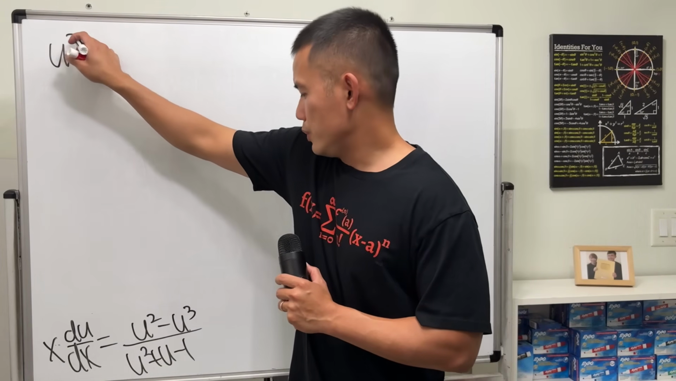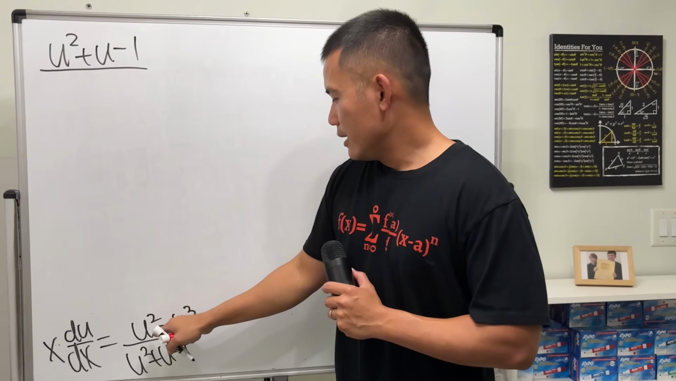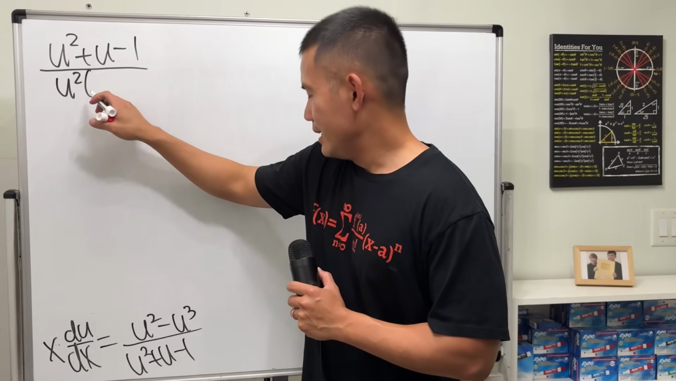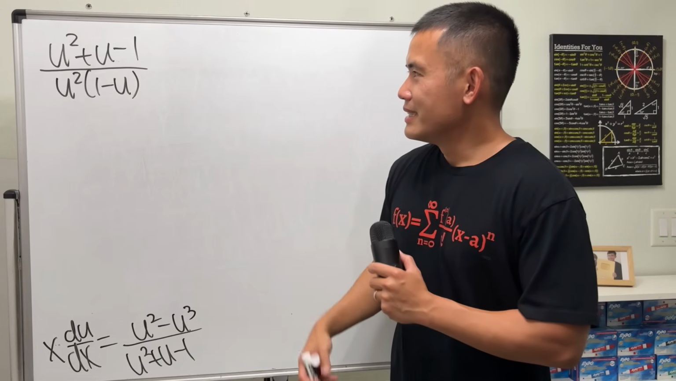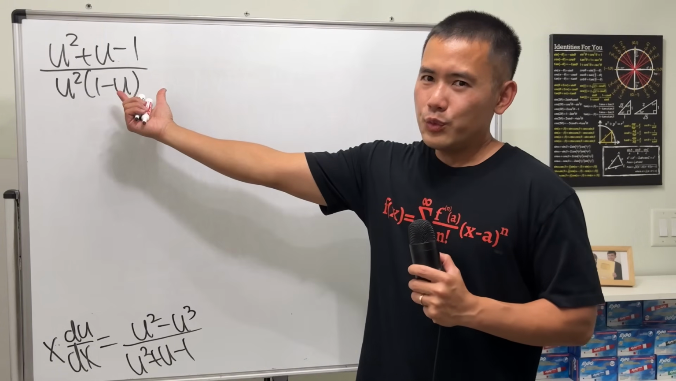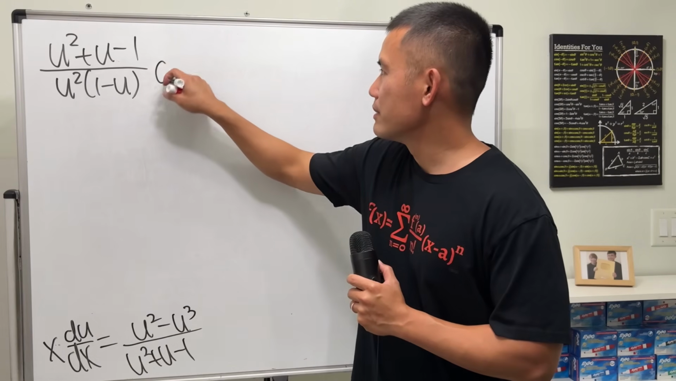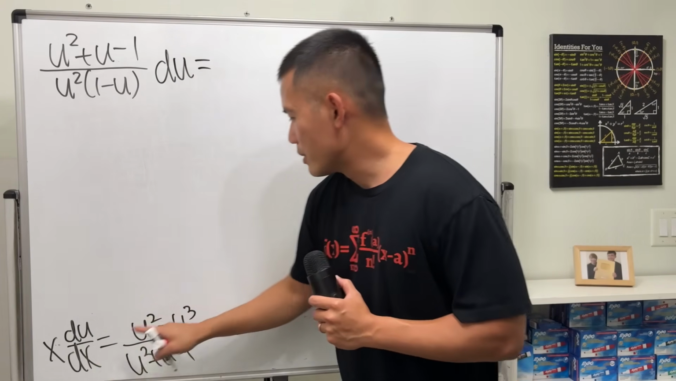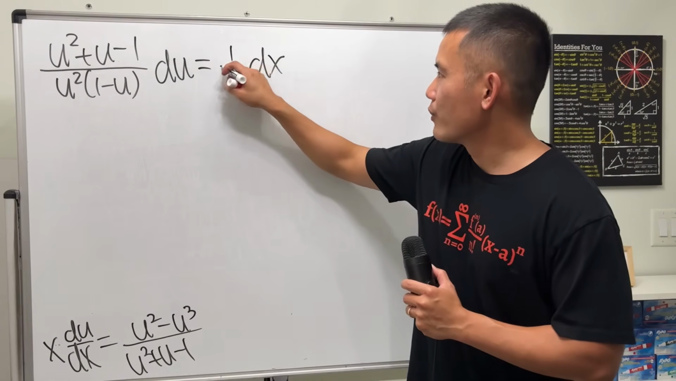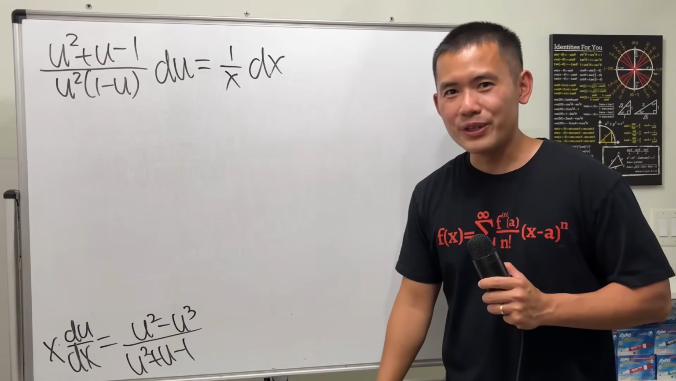We get (u squared plus u minus 1) over this right here, and it looks like I should factor it, right? So let's just go ahead and factor that. It's almost like second nature. When you see something like that, just go ahead and factor it. But anyways, you'll see we're about to do some partial fractions. But anyway, this right here, we have the du, and then remember dx here, and then x on the bottom, so 1 over x dx. Ta-da, this is it. We just separated this differential equation.